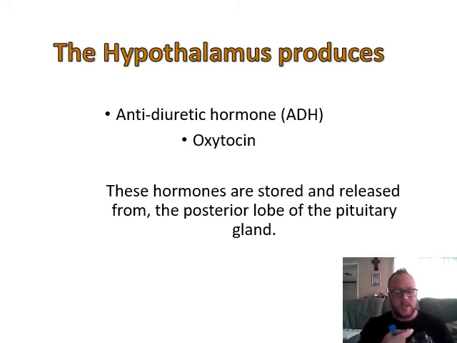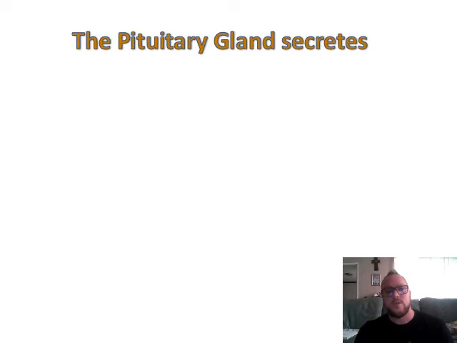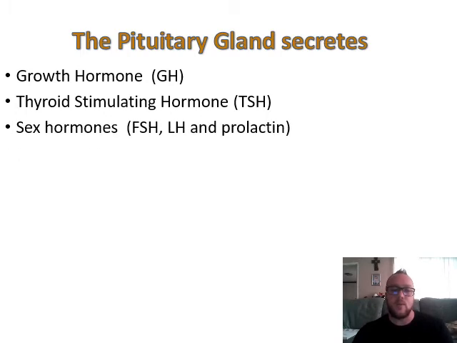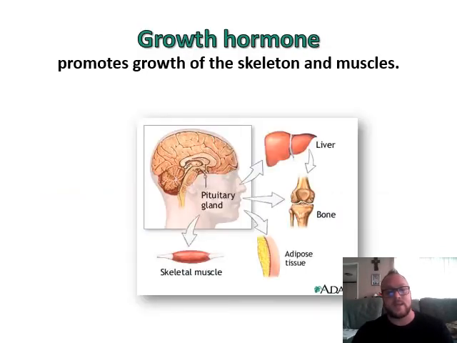So as much as it is produced in the hypothalamus, it's not stored there. It is stored in the posterior lobe of the pituitary gland, so that it can be released whenever something goes wrong. So there's some sort of deviation from the normal. The pituitary gland secretes growth hormone, thyroid stimulating hormone, sex hormones, follicle stimulating hormone, and luteinizing hormone, and prolactin. And the pituitary gland stores and releases antidiuretic hormone.